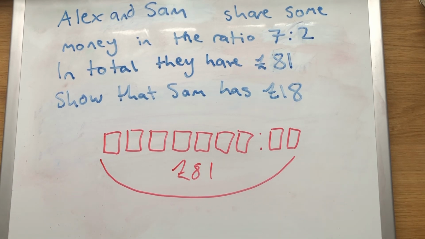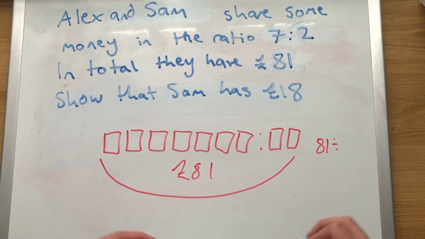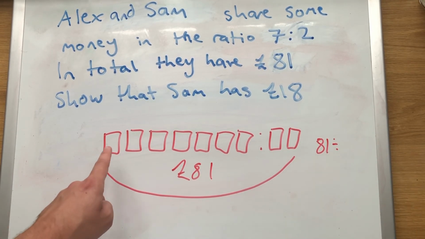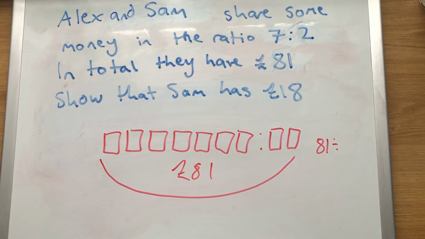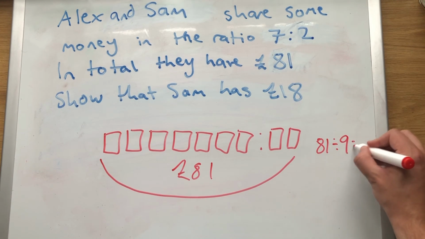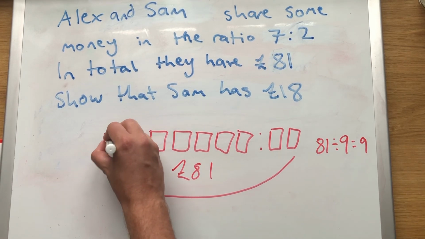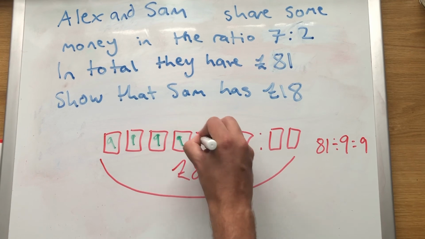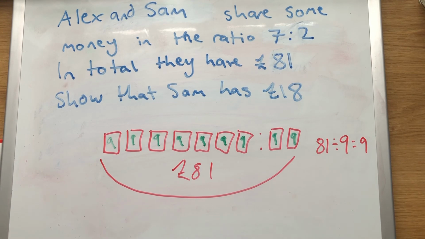Our next step, what do we need to find out now? We need to find out how much one box is worth. So to do that, we need to do our total, 81, divided by however many boxes there are. 1, 2, 3, 4, 5, 6, 7, 8, 9. 81 divided by 9 is 9. So that means that every single box now is worth 9.